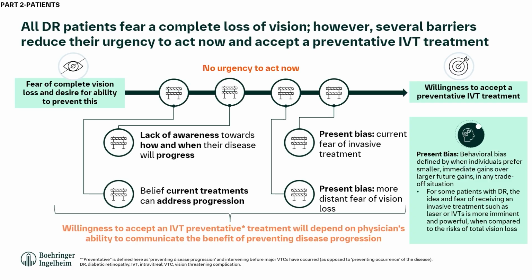Moving on to what other barriers exist. So they generally lack the understanding, as mentioned, of how and when the disease will progress. They think that the current treatment could definitely address their disease progression, so they're counting on that. And then there is the element of present bias that is very strong here, which is the bias of the fear of what could happen immediately to them. So invasive treatment versus the fear of what's more distant, which is the fear of losing vision. And all of that adds up to a limited urgency to act and really be empowered in managing their disease. All in all, it's fair to say that they would be willing to accept an IVT preventative treatment, but that will, of course, depend on the physician's ability to really communicate the benefits of preventing disease progression.